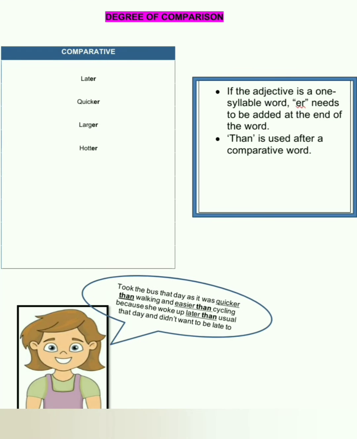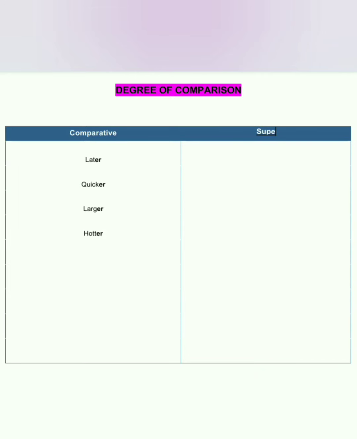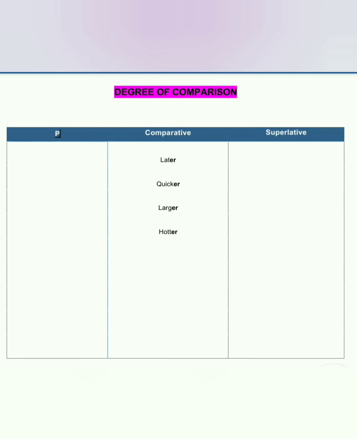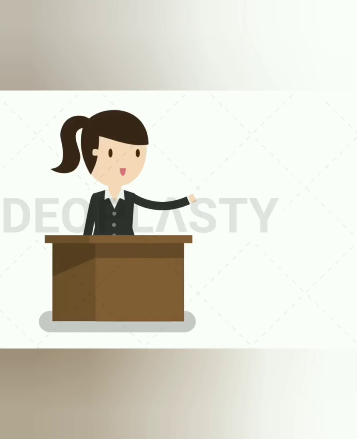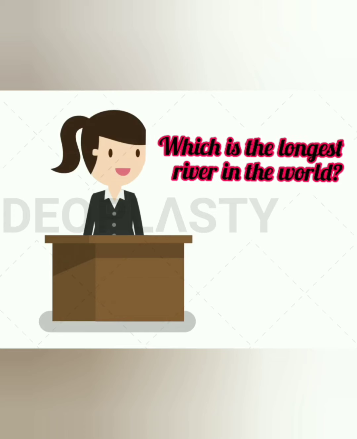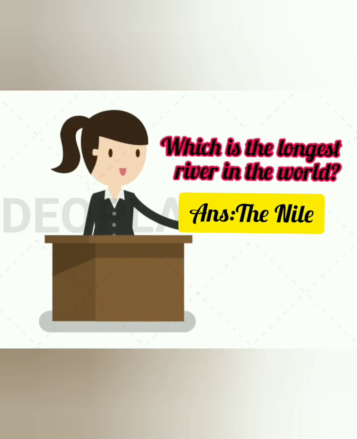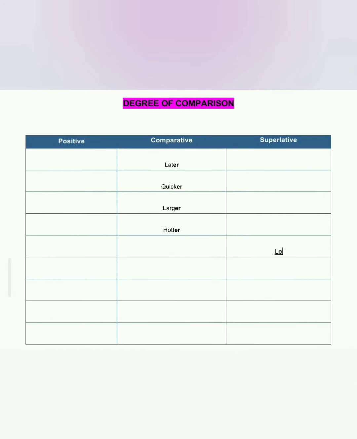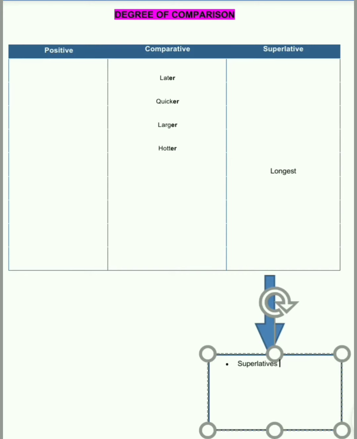Okay, so we have just seen how to use comparative degree. Apart from that, children, we also have the positive and the superlative degree. Before we get into that, here's a question for you. What is the longest river in the world? Well, the Amazon is a very long river, but the longest river in the world is the Nile. Here, the word longest is a superlative. We use superlative forms to compare one person or thing with several others in a group.